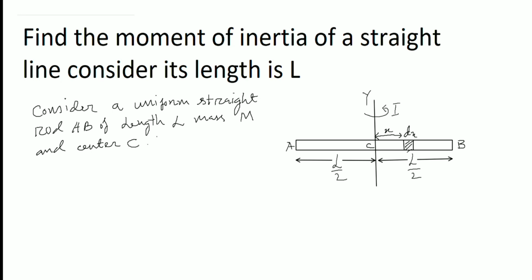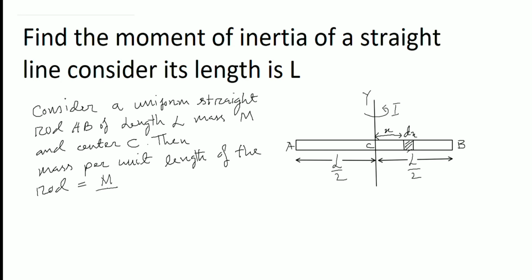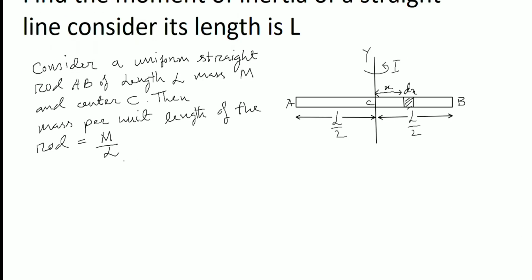Then mass per unit length of rod equals M by capital L. Moment of inertia about an axis through its center.